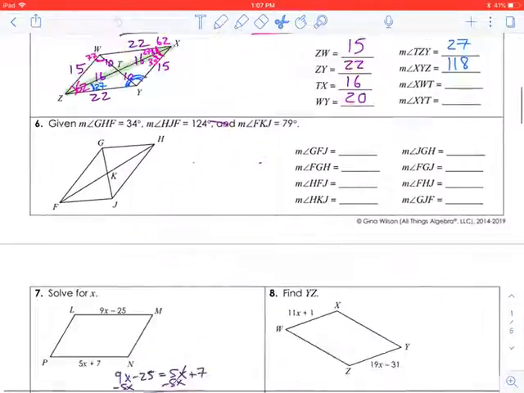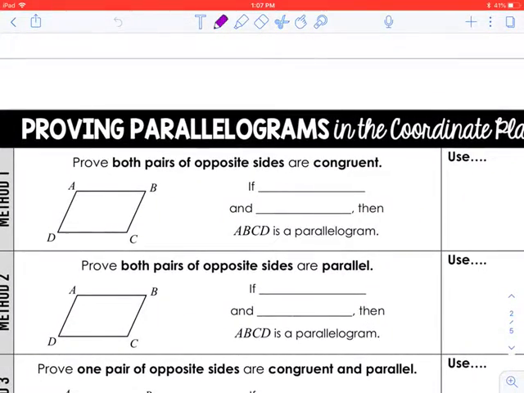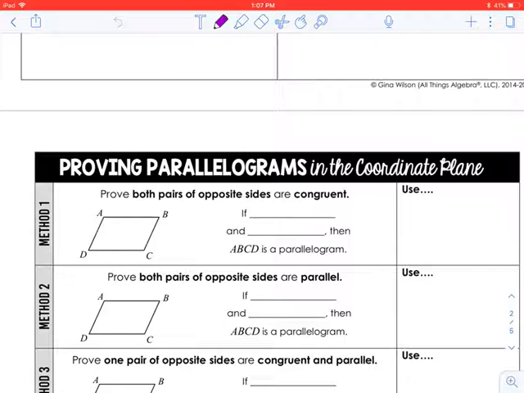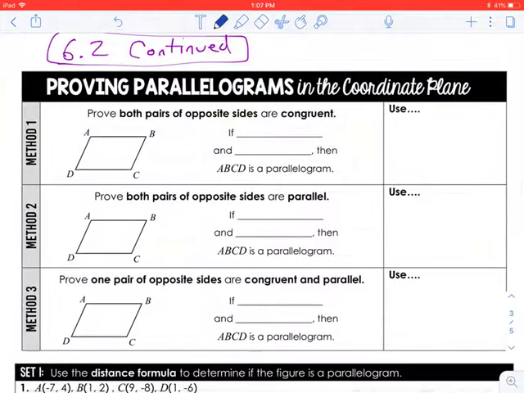Okay, so today we're talking about proving that something is a parallelogram. This is still 6.2, but it's going to be day 2 of that. With parallelograms, we know opposite sides are congruent and opposite sides are parallel. So you can prove that something is a parallelogram if you know both pairs of sides are congruent, both pairs of sides are parallel, or one of each.